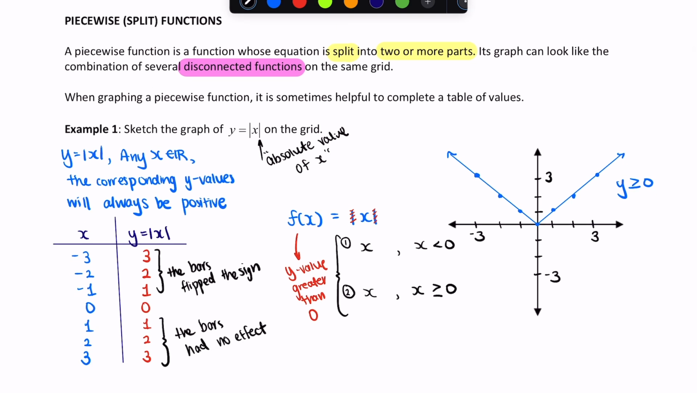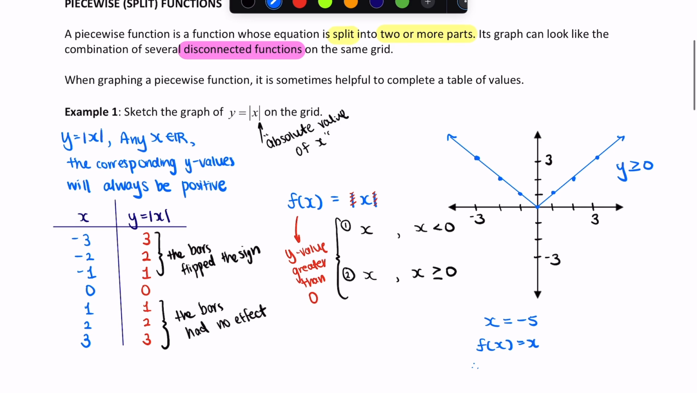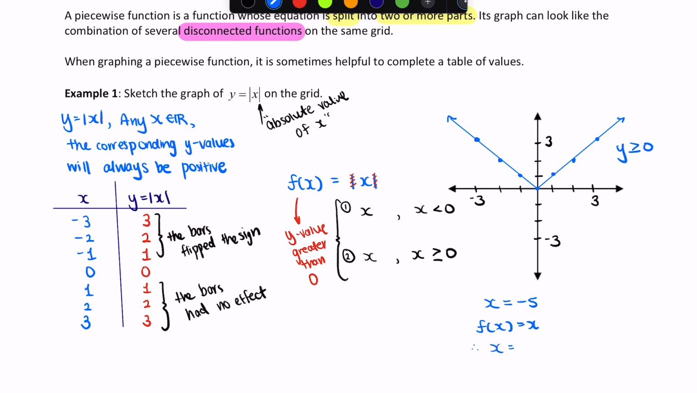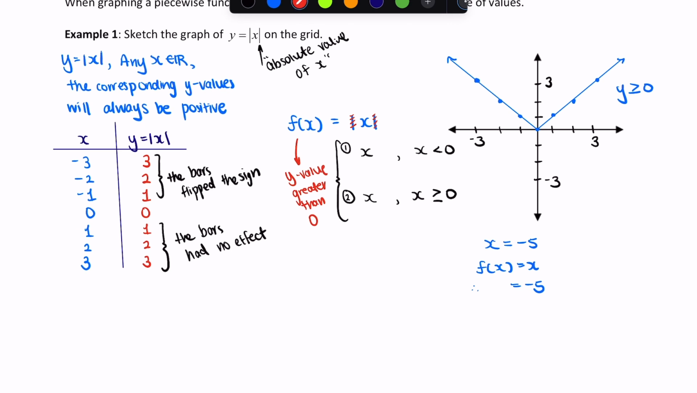However, we have a bit of an issue. If we sub in x is equal to 5, or x is equal to -5, what does that give us if we don't have those absolute values? If f of x is just equal to x, then f of x will be equal to -5. Again, if we sub in another value, let's say x is equal to -10, f of x is equal to x, that provides us with -10.